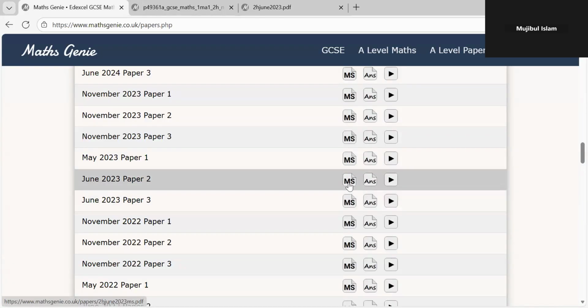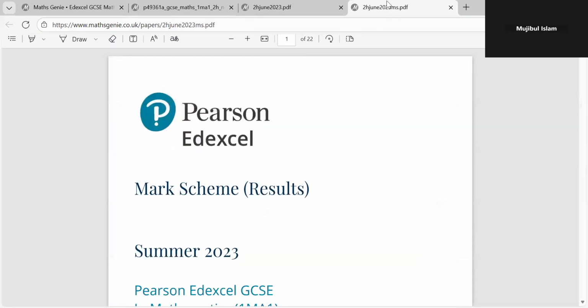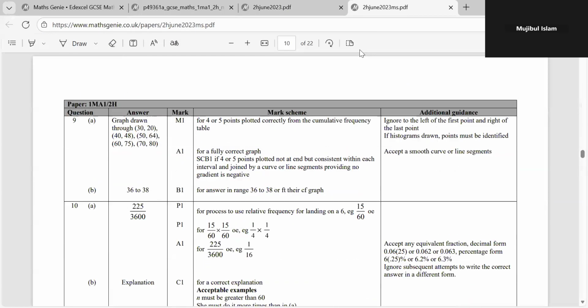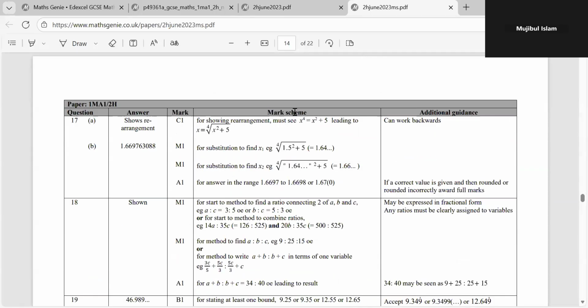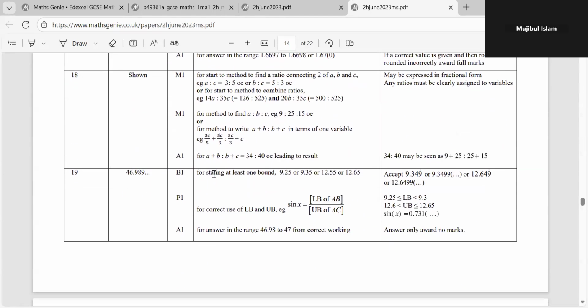What does the mark scheme show? The mark scheme for question 19 states at least one bound. Was that difficult to do? Obviously, it's a different topic. But look here, it's a process mark for correct use of lower bound and upper bound, sine x, and then you've got your final answer. This is what you need to be aiming for. Your grade may not be a 9, but you can still get method marks.